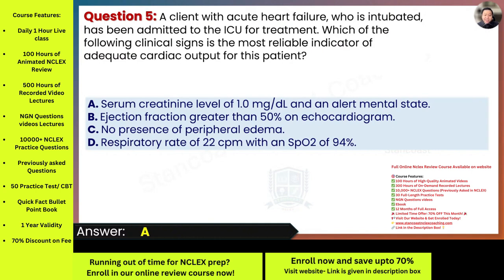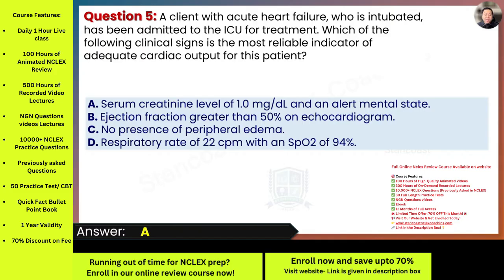Letter D is also incorrect. Although oxygenation and respiratory rate are critical vital signs, these do not directly reflect cardiac output. And so a patient may have normal oxygen levels, but they can still suffer from poor organ perfusion due to an inadequate cardiac output. And in addition to that, mechanical ventilation can sustain oxygenation and can potentially obscure the signs of impaired perfusion.